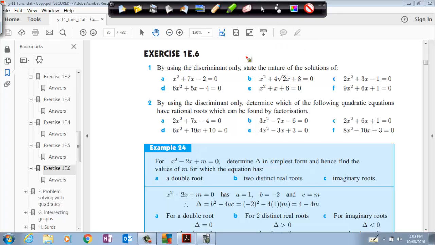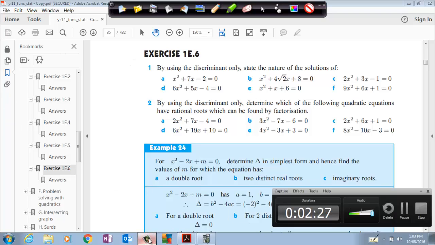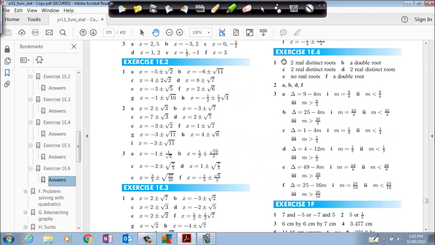Okay, so if you have a look at the answers after trying them, and here are the answers for 1. 2 real roots, and then B, C, D, E, F.